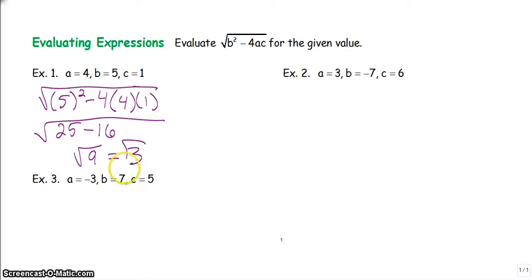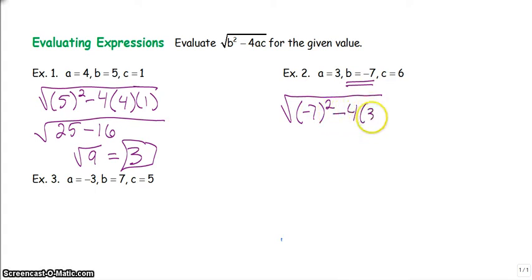Nicely done. In example 2, notice I have a negative for my b. When I substitute, it is now very crucial to make sure that I have parentheses, especially when I'm squaring a negative number. Minus 4 times a times c.